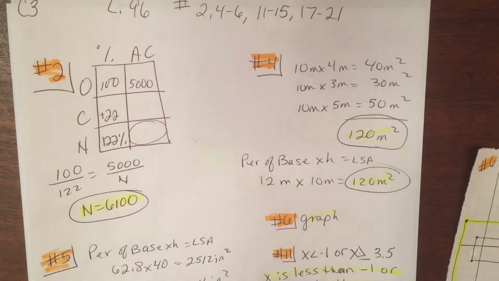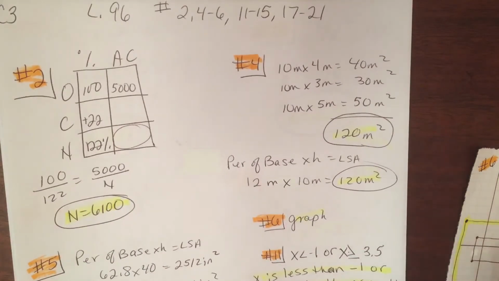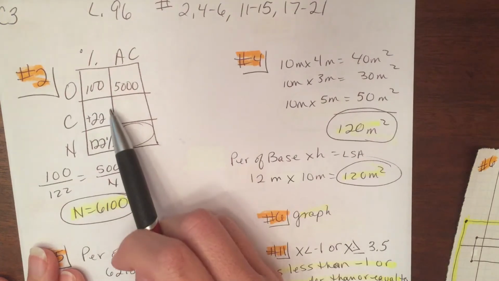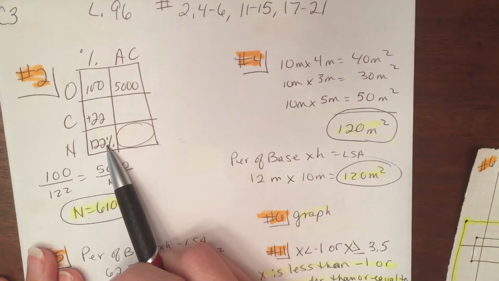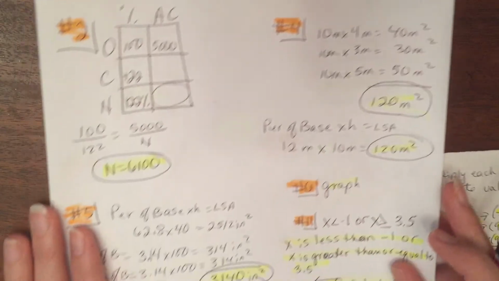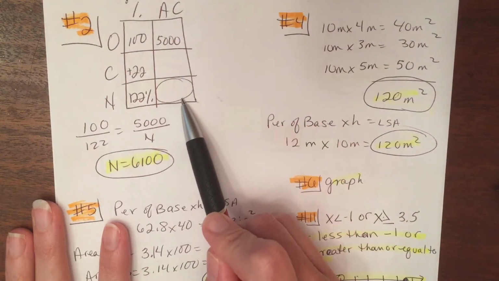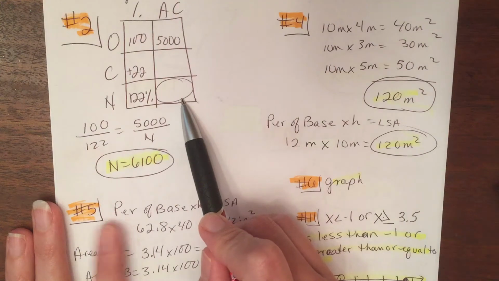Okay, so number 2 was our first problem, and it was an original change new problem. It said that the bookstore increased their inventory by 22%. So I started with 100% as my original, plus 22% gave me 122% for my new percent. They started with 5,000 titles. They asked us how many there were after the increase.